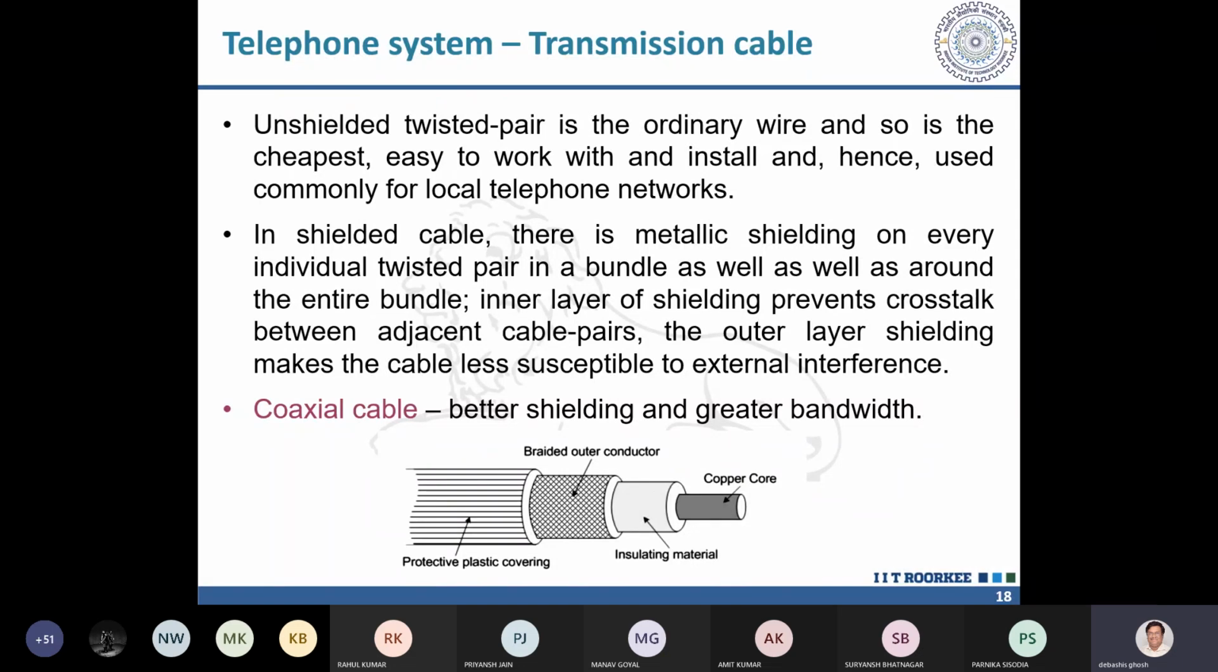in the next class. Excuse me, sir. Bolo. Sir, I have a doubt. So what is meant by crosstalk between adjacent cable pairs?